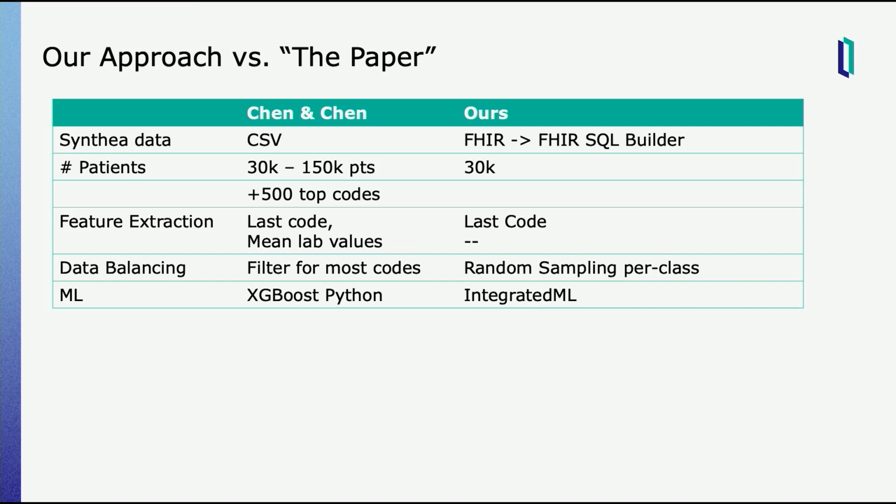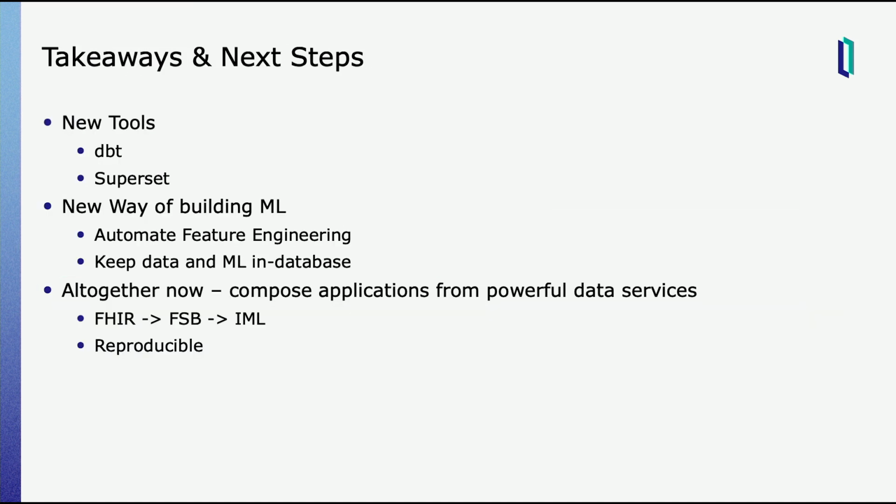So that's pretty much the presentation. I wanted to show that we've been using some new tools, DBT and Superset. We're supporting connecting those tools to Iris and making that a really good experience. A new way of building ML. We've got automated feature engineering throughout this, and then even within the machine learning that happens, there's more feature engineering underneath. And then really we're composing applications, keeping all the data in the database, and making it very reproducible, which is critical for any kind of analytics work.